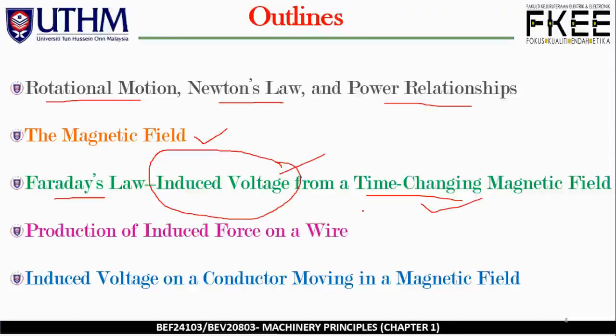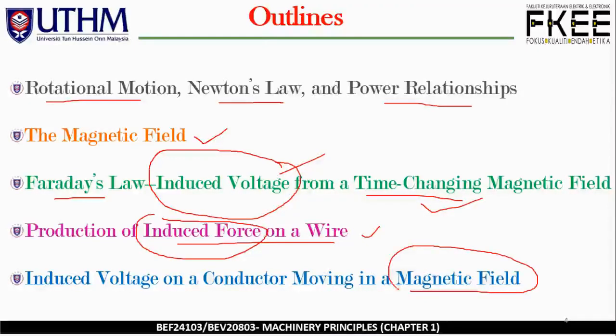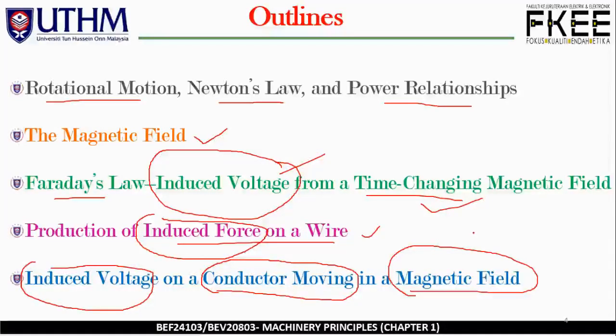And then production of induced force on a wire. So we have a conductor, we have a wire. This conductor is a current carrying wire, and from there we might see force is induced. And then induced voltage on a conductor moving in a magnetic field. So in the presence of a magnetic field surrounding the moving conductor, we might be able to produce or induce voltage. This is some of the principles we are going to discuss.